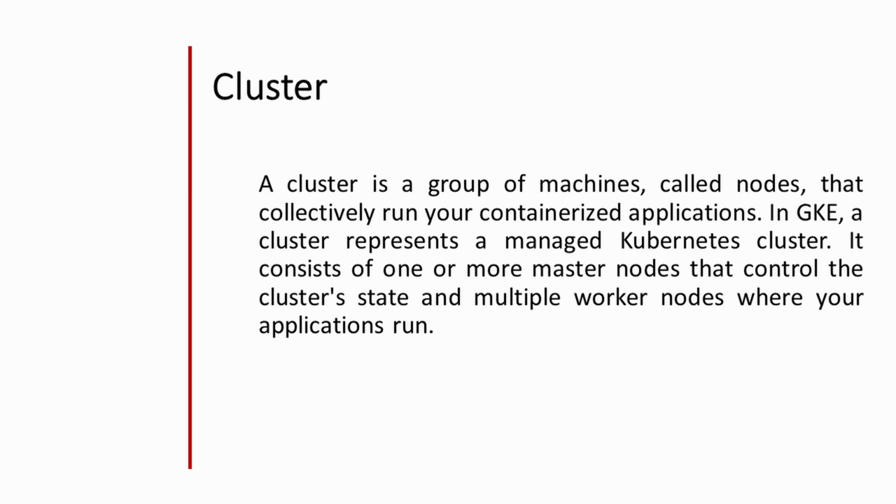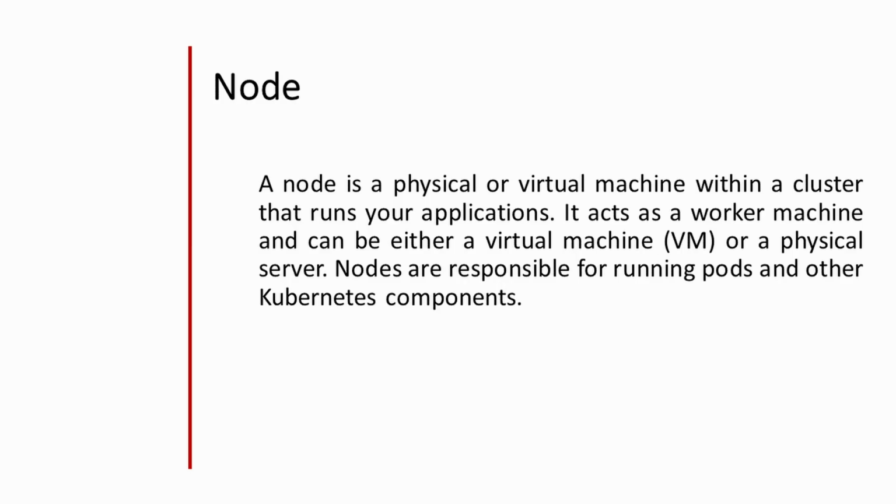Cluster. A cluster is a group of machines called nodes that collectively run your containerized application. In GKE, a cluster represents a managed Kubernetes cluster. It consists of one or more master nodes that control the cluster state and multiple worker nodes where your application runs. Node. A node is a physical or virtual machine within a cluster that runs your applications.